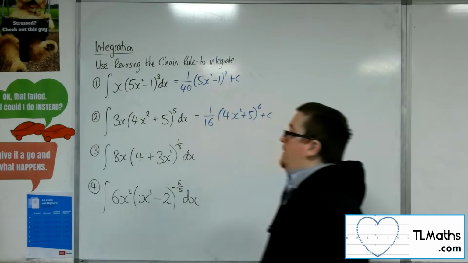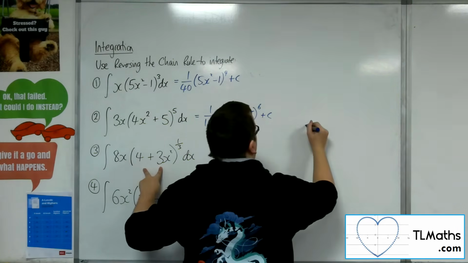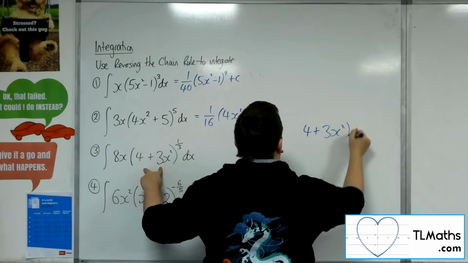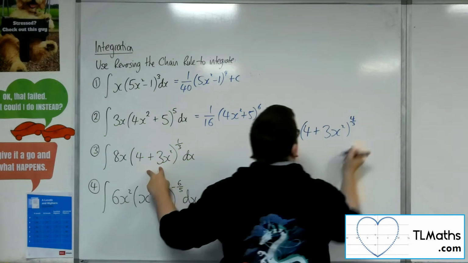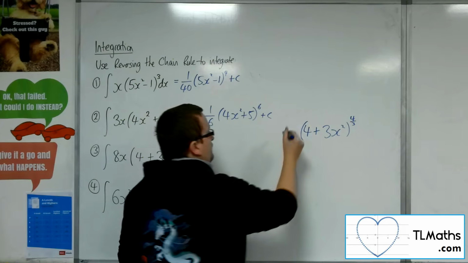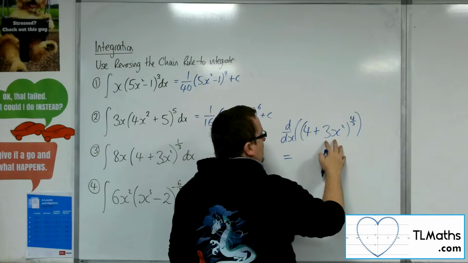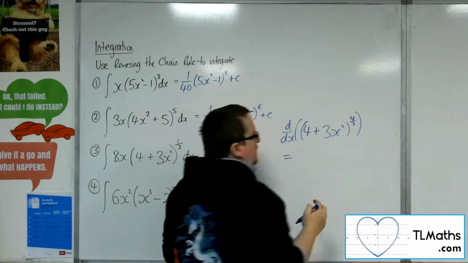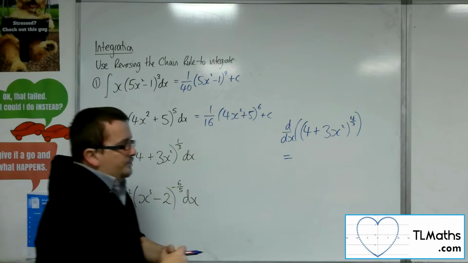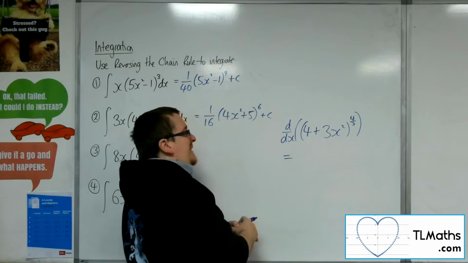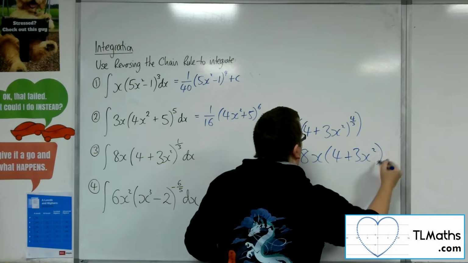Right, let's have a look at number 3. So we've got the 8x, (4 plus 3x squared) to the 3rd. So we'd be expecting it to be (4 plus 3x squared) to the, add 1 to 1/3, 4/3. Okay? So if I differentiate that, d by dx of that, I'm going to have the 6x coming out, and the 4/3 comes down the front. So 4/3 times 6x, 24/3, so 8x. And then drop 1 from the power.